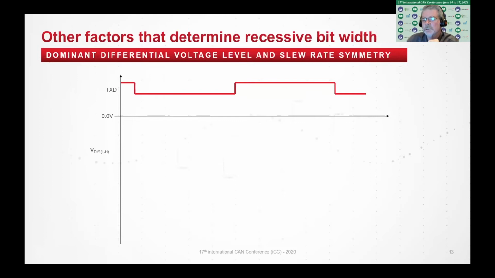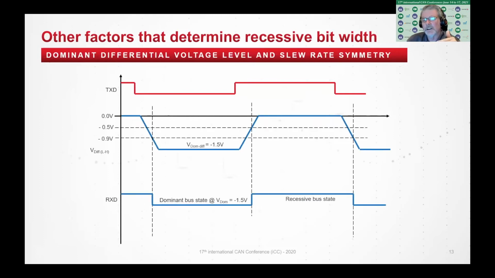So here we show a transmit signal going from a dominant to a recessive level. And on the differential bus, again, I'm showing it dominant bit low. In this first example, let's assume the bus level goes to minus 1.5 volts. When it's time to switch, there's a slight delay, and then there's a relatively fixed slew rate to get up to the threshold level. And so that defines the RX recessive bus width.